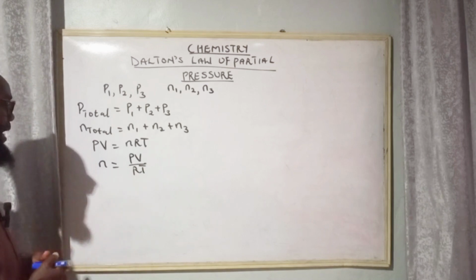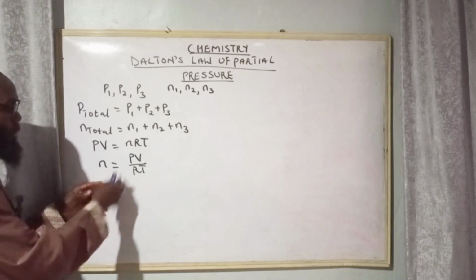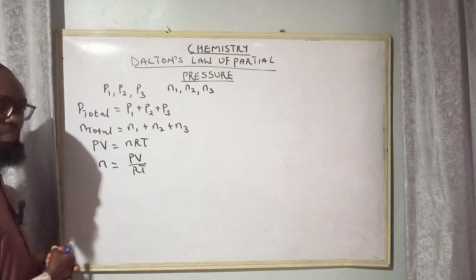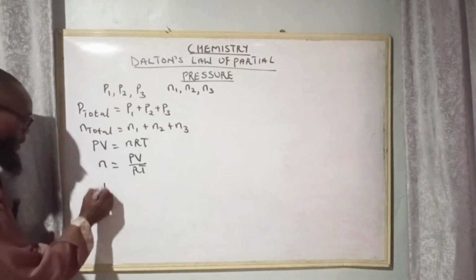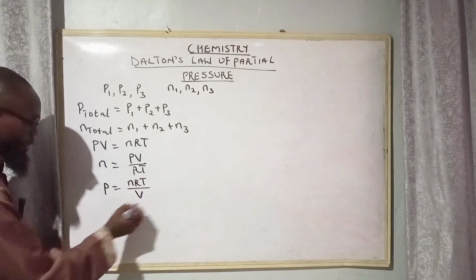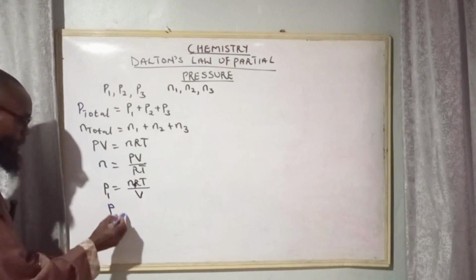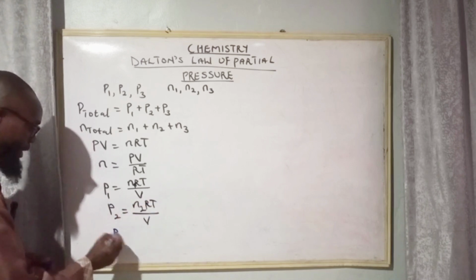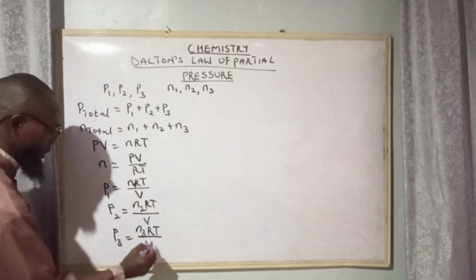Now, from here, our amounts, this one can be N1 equal to P1V over RT. But what we need from here is our pressure, P, equal to nRT over V. So this one can be P1 equals N1 RT over V. Likewise, we can have P2 equals N2 RT over V. Then our P3 will be equal to N3 RT over V.